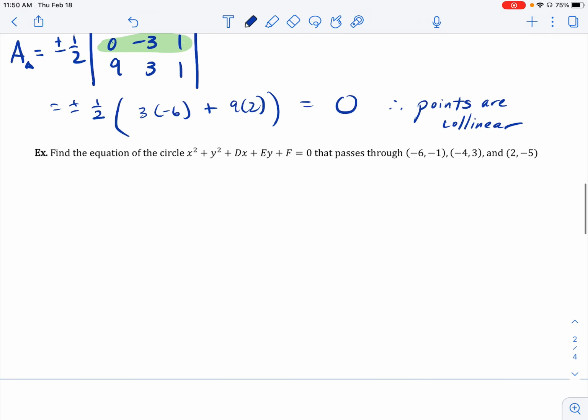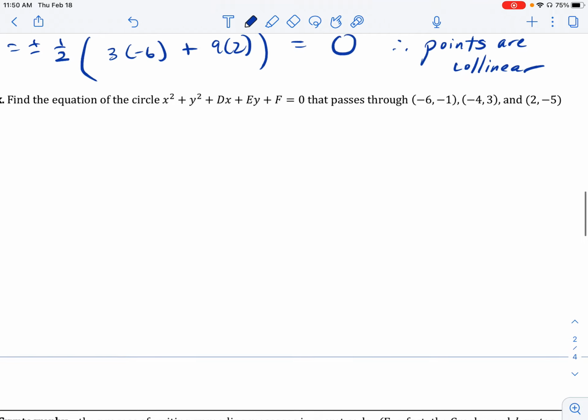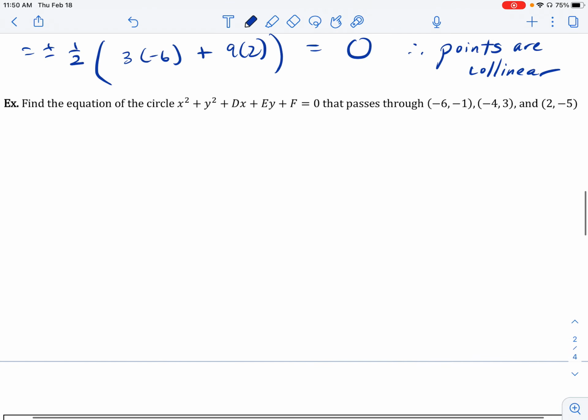The last problem that we have is pretty similar to the types of problems that we did with finding the equation of a parabola that goes through points. I'm not going to do this entire problem right now, but I at least want to show you how you would start setting this up. Effectively, if you're trying to find the equation of a circle given the general form equation of a circle, you know that your circle passes through these 3 points, and you want to find the equation of that circle.